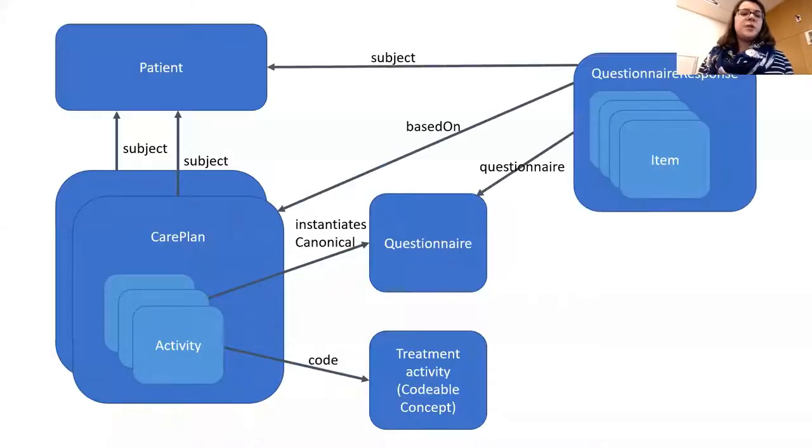So how does the questionnaire response fit into this diagram here? So it points actually to both the patient and the care plan, and what I'm also curious about, and maybe you guys have some input on that, is it seems redundant that it points to both the patient and the care plan because the care plan points to the patient. So I'm curious if that's just good form or if there's a practical reason, like maybe to make queries faster or something, I'm not sure. But maybe we can discuss that later.